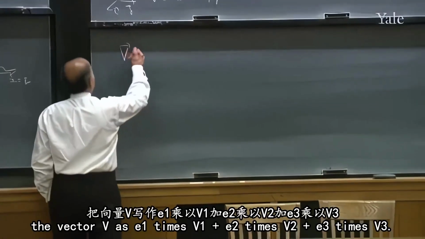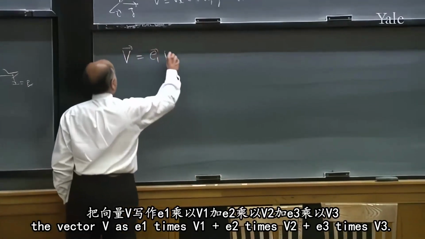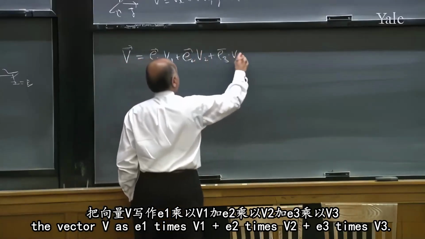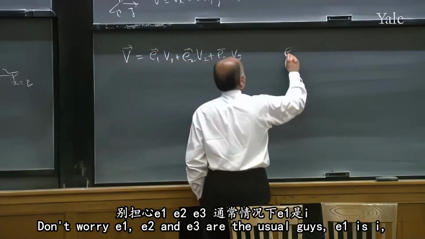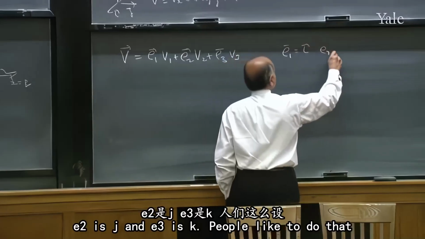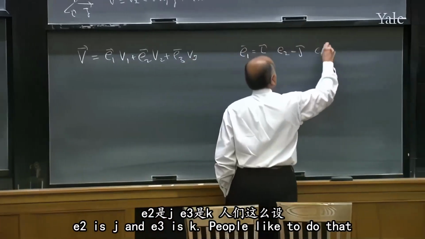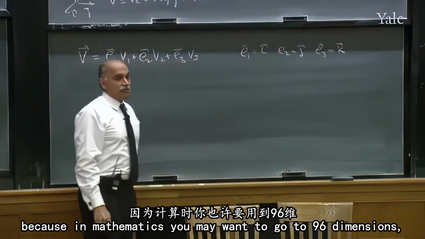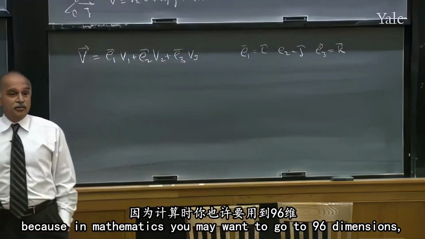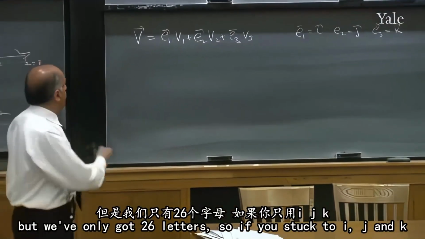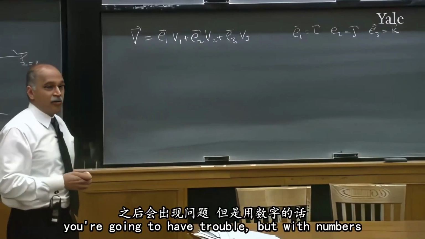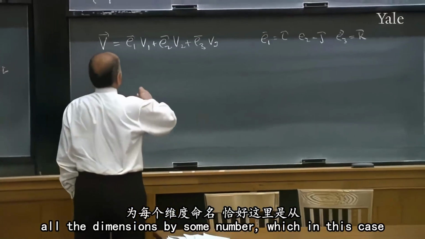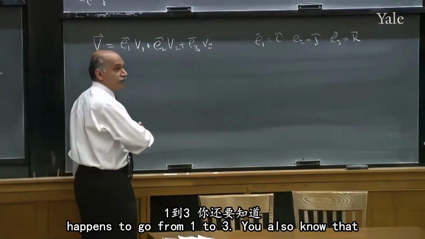Suppose I write the vector v as e1 times v1 plus e2 times v2 plus e3 times v3. Don't worry, e1, e2, and e3 are the usual guys. e1 is i, e2 is j, and e3 is k. People like to do that because in mathematics, you may want to go to 96 dimensions. But we only got 26 letters. So if you're stuck to i, j, and k, you're going to have trouble. But with numbers, you never run out of numbers. So you label all the dimensions by some number, which in this case happens to go from 1 to 3.